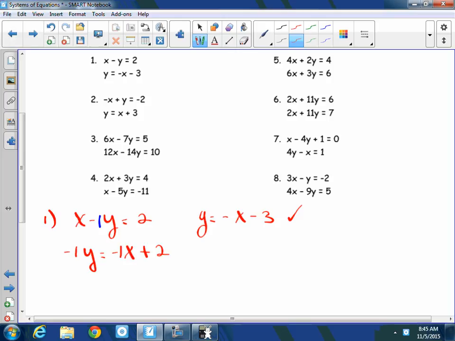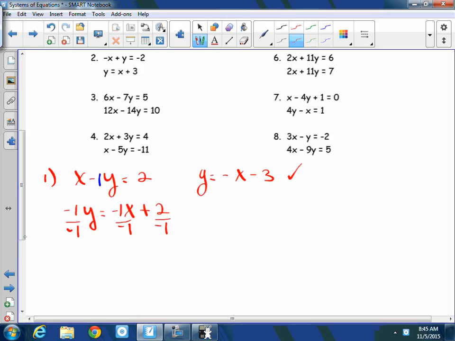There's an invisible 1 as well. Very good. And then I have to divide by what? Negative 1. So y equals x plus minus 2, minus 2. Alright, so now you're going to do the cheat sheet.